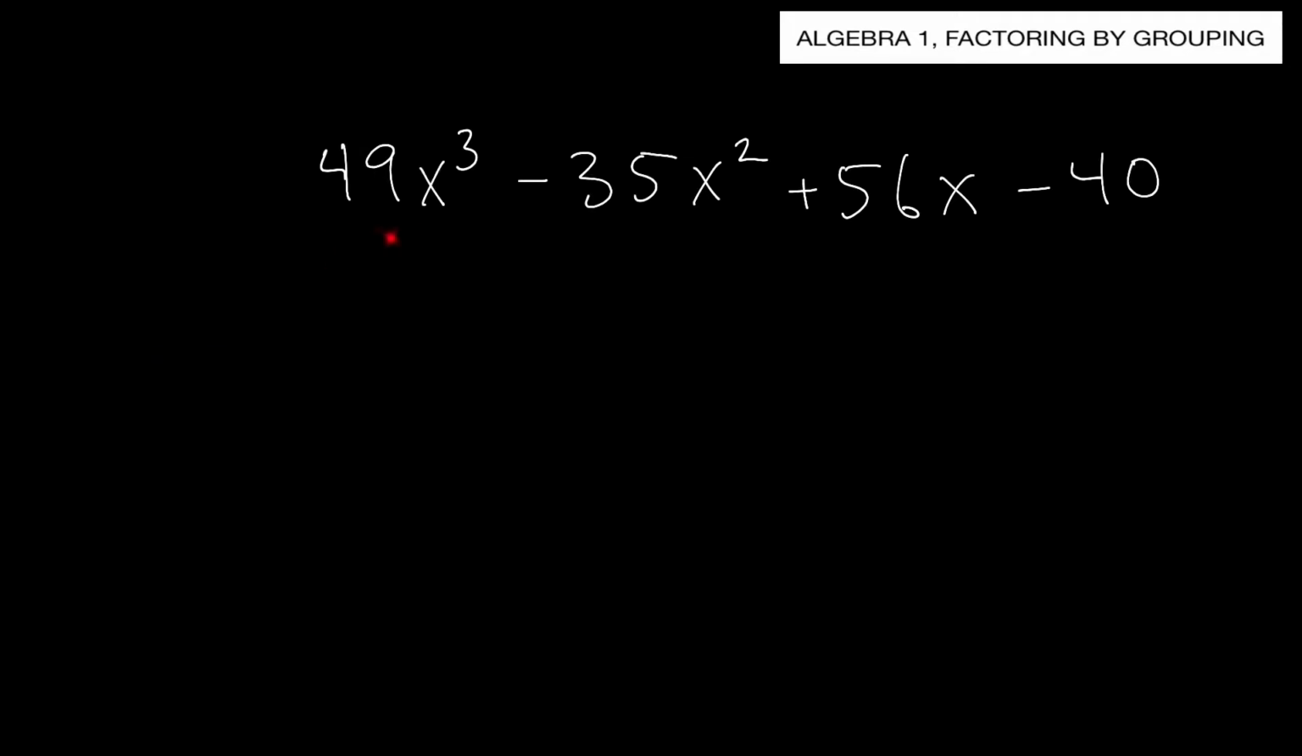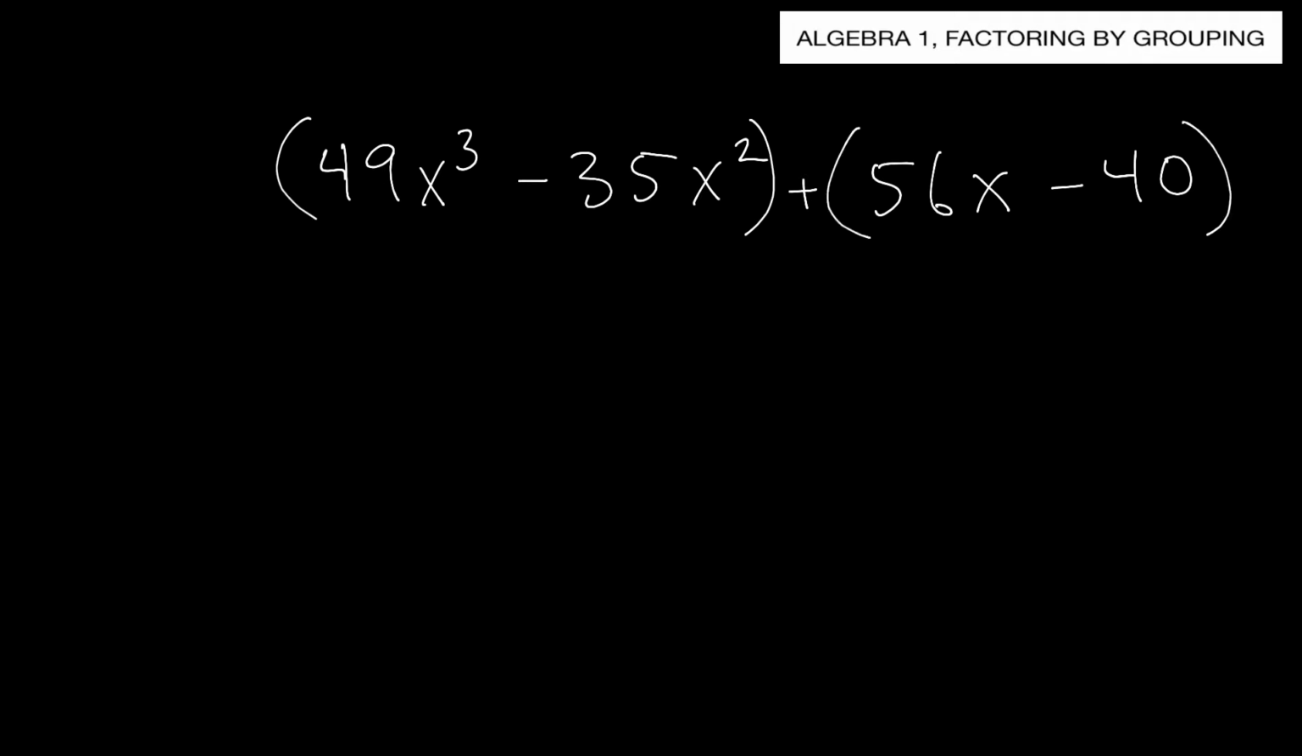Alright, here's our next problem. 49x cubed minus 35x squared plus 56x minus 40. So once again, we kind of want to split these apart here. Okay, leaving that plus sign kind of there. That's not changing anything. Remember, you could group things together here like this, and it doesn't actually change anything. So if I group this together, it still remains the same polynomial. And the reason why is because I didn't group it on the other side of this plus sign.